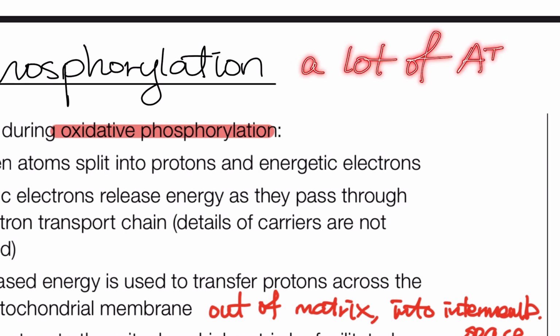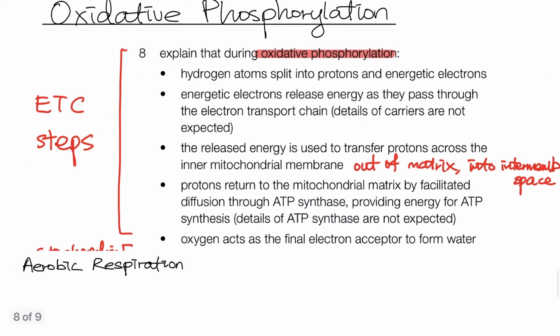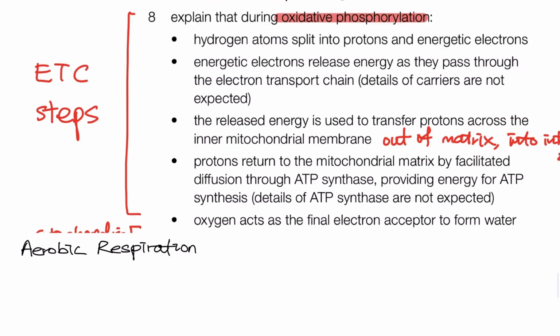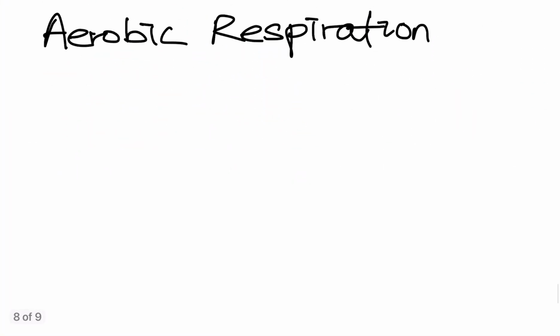I believe that you don't have to know the exact number, but just to let you know, in this process around 28 ATPs are gained. Whereas in the first 3 steps of aerobic respiration, there's not so much ATP gained. So this process is really, really important for you to get a lot of energy. So the steps for aerobic respiration are as follows.